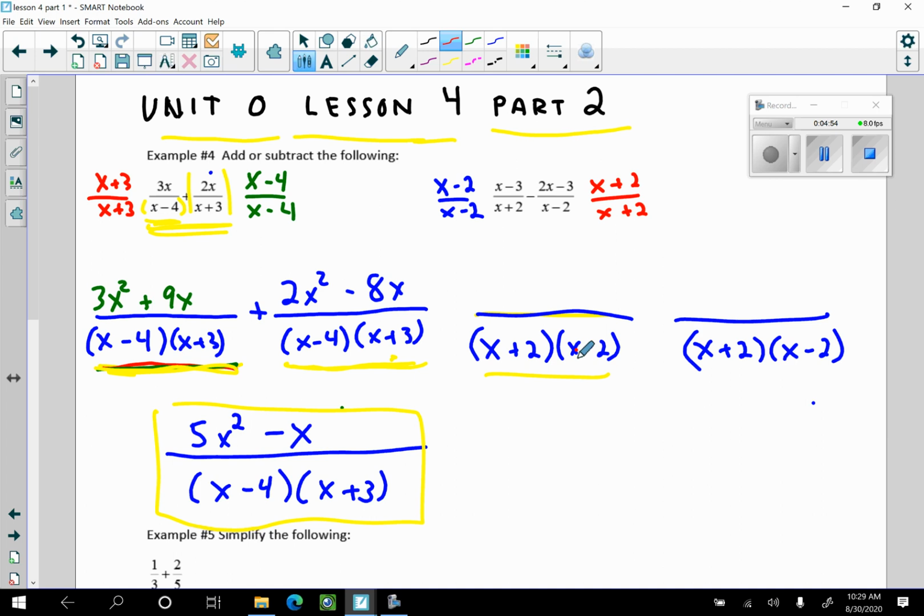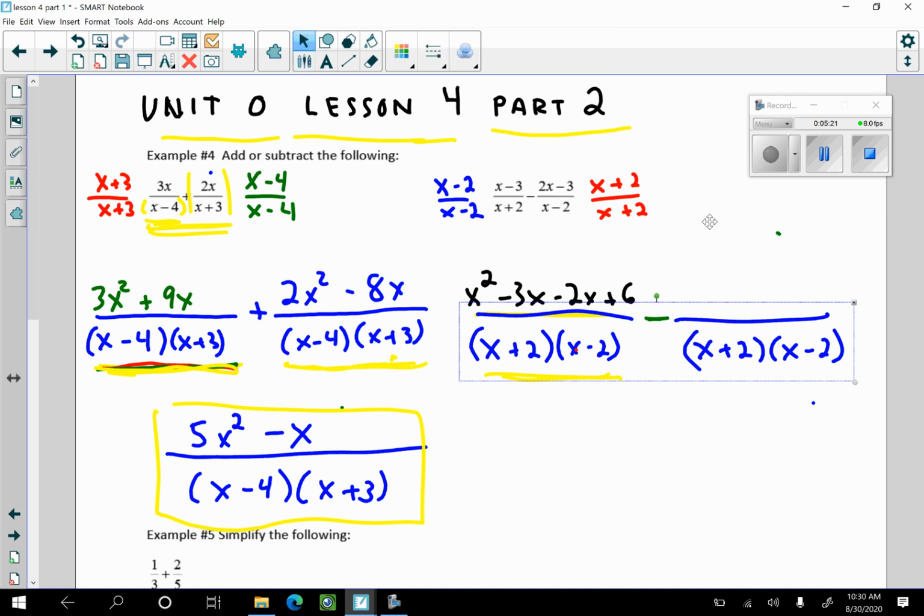The bottom is easy. I already have the bottom. But now I have a binomial times a binomial. I can do that fairly easy. It's going to be x squared, negative 3x, negative 2x, using the full method here, plus 6. Don't forget this. This is the error that a lot of people make. This guy right here. Get him out of there. What's going on here? I don't know.